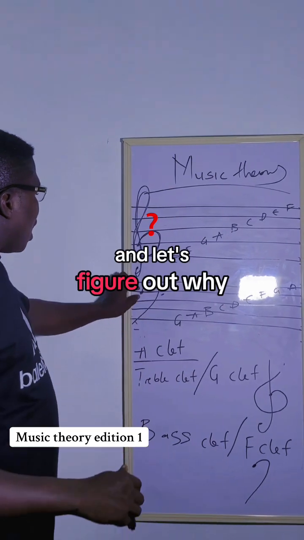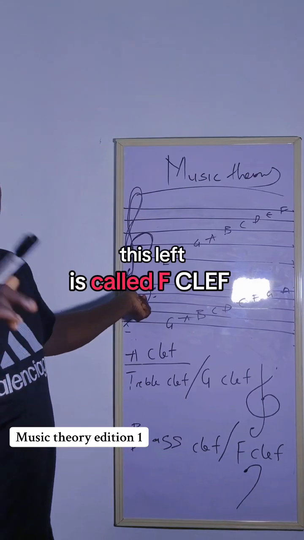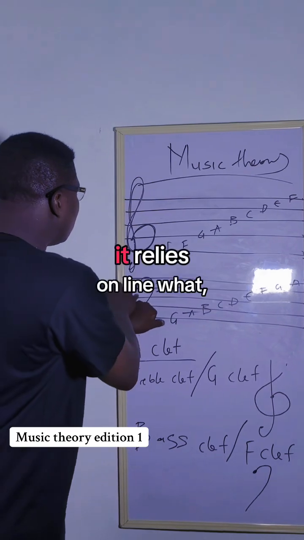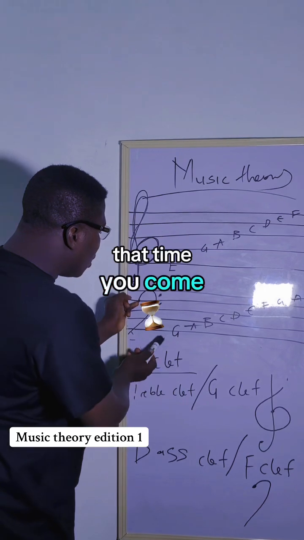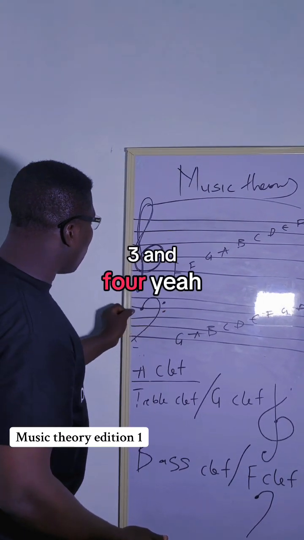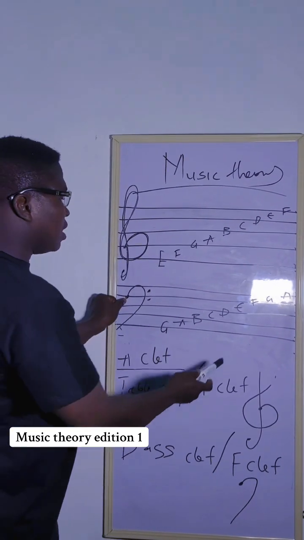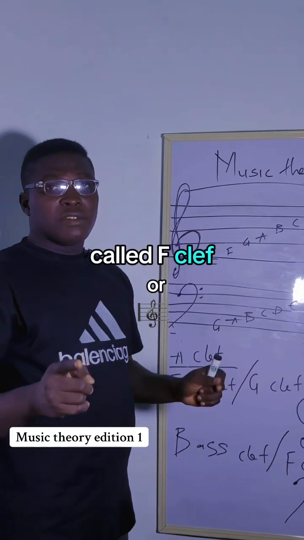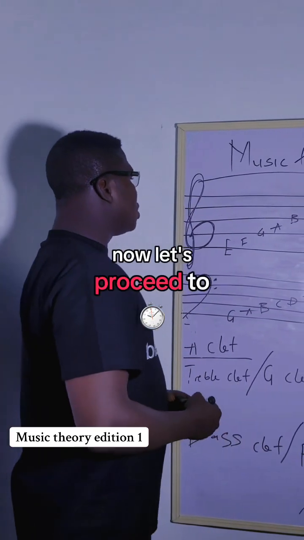And let's figure out why this clef is called F clef. Look at the starting point. It relies on line 4. I said it the other time, you count from the bottom: line 1, 2, 3, and 4. Line 4 relies on F. That is why it's called F clef or bass clef. Take note.